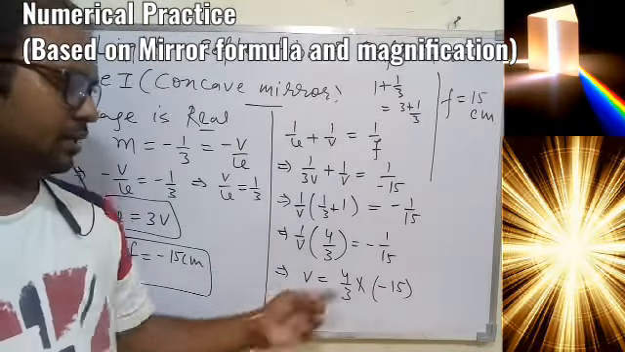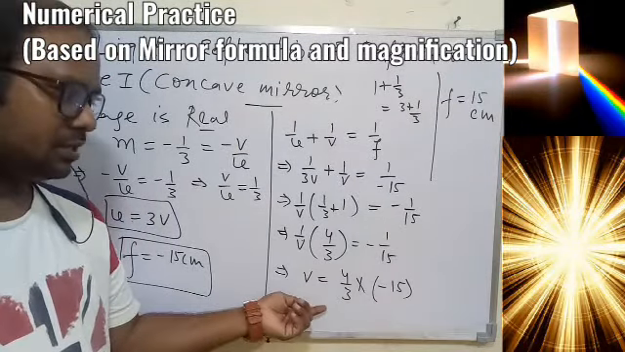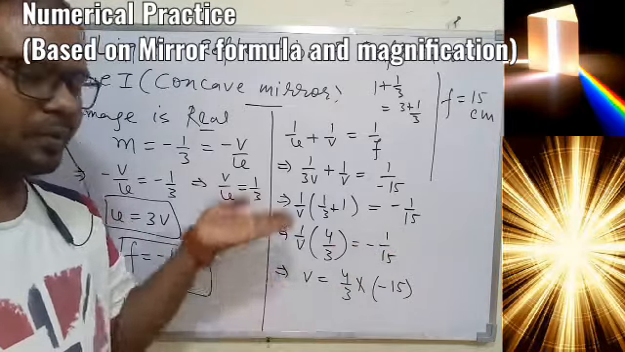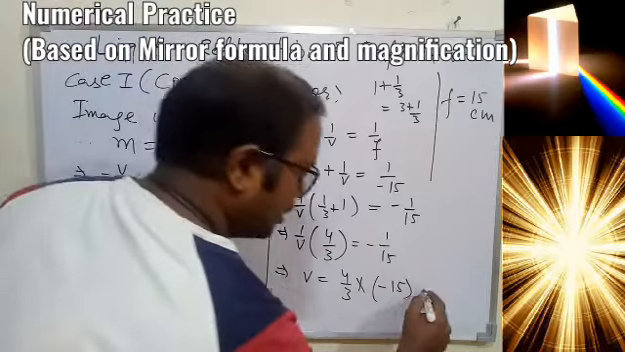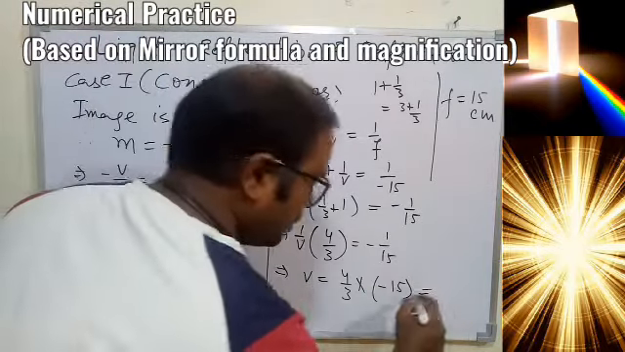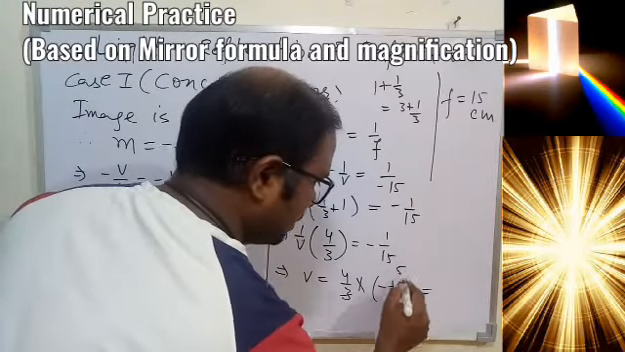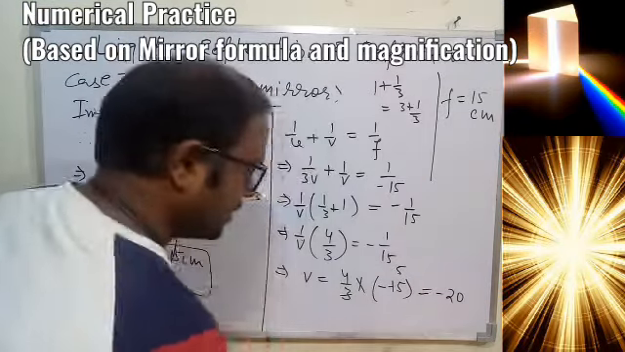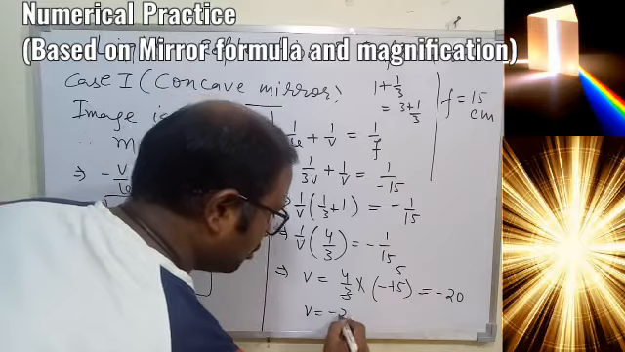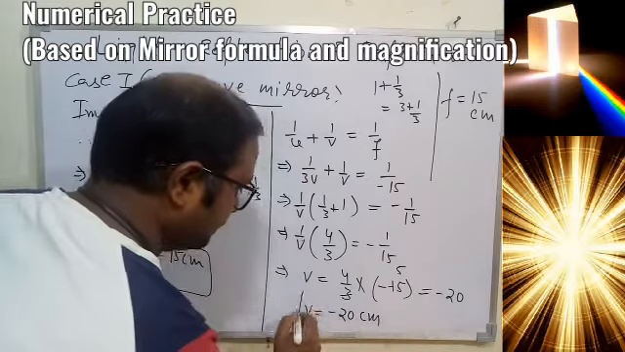So we will bring it to this side. 4 by 3 will remain as it is, and minus 1 by 15 will become 15 only. So solve it. 3 5s are 15, 5 4s are 20, minus 20. So we are getting v is equal to minus 20 centimeter.